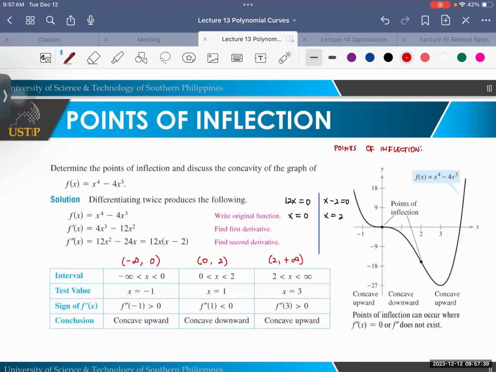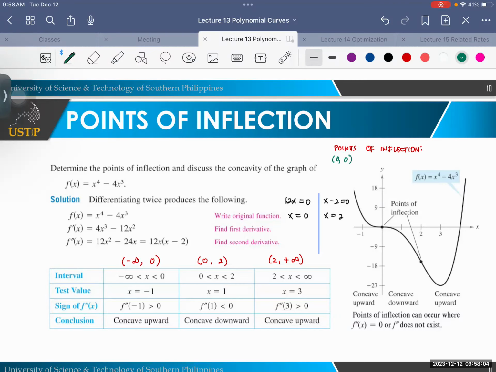Of course, if it is a point, it should have an x and y value. Now, if your value of x is 0, then what is the value of y? We will substitute it into our original function. So you can see, class, that your y value is 0 as well. So that is the first point.